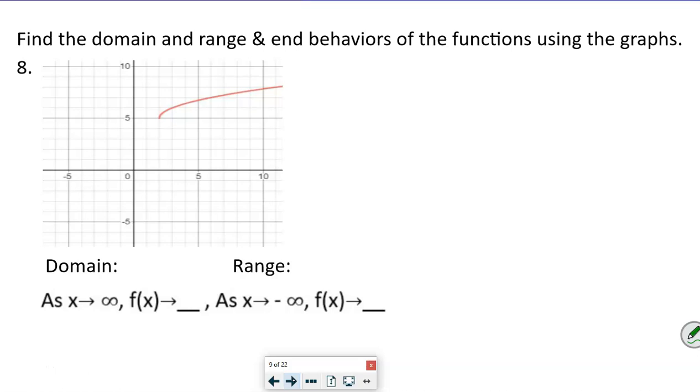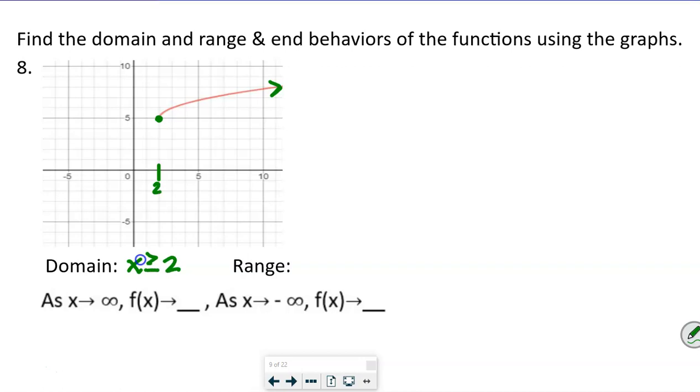So we want to find the domain and range. So the domain of a radical is always going to be x is greater than or equal to some number, okay? So we want to look at what this number is right here, okay? That number right there is the beginning part of our graph, and then the graph goes off to the right, okay? So as we're looking at our x values, where do our x values start? They start at, what is this number right here? 2. So we're going to say x is greater than or equal to 2.